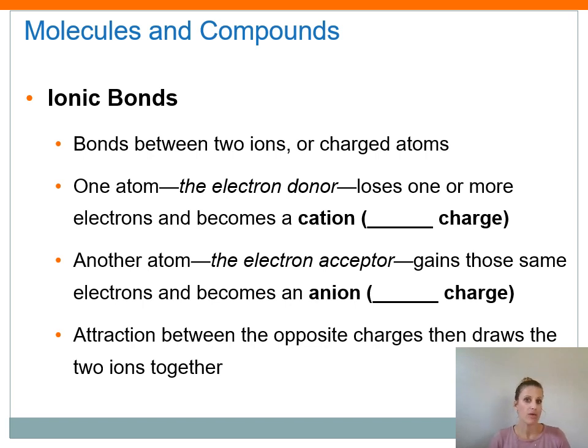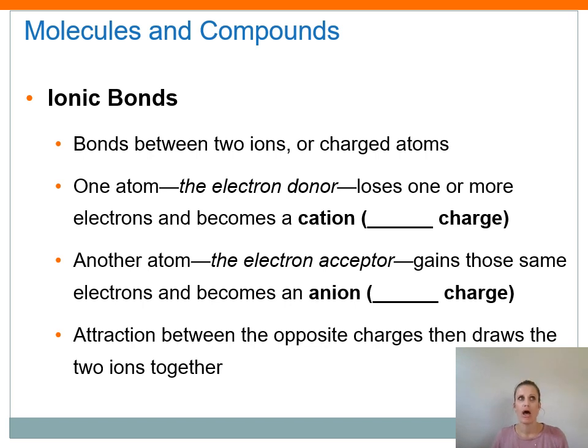So now we're going to talk about those different types of bonds that occur in more detail, right? We said ionic bonds, covalent bonds, and hydrogen bonds. We'll go through each of these in quite a bit of detail. So we'll start with ionic bonds. I said that ionic bonds are bonds between 2 ions. Makes sense. And an ion is just a charged atom. So this is an atom that's not neutral. It's either positively charged or it's negatively charged.